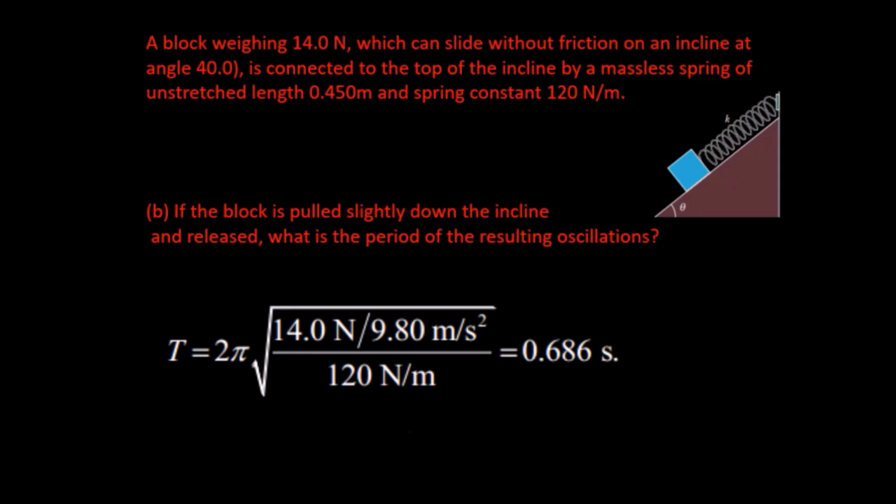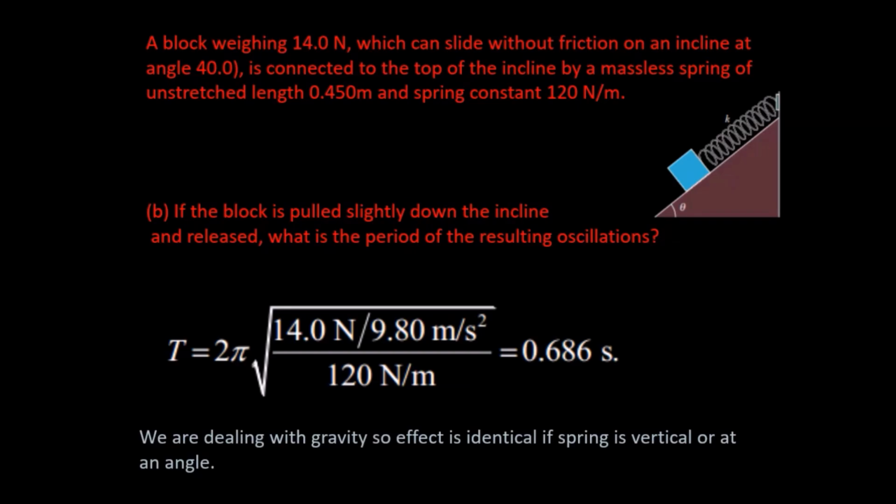That'll give us 0.686 seconds. So we're dealing with a gravitational case, so the effect is identical here whether the spring is vertical or at an angle, so it will still end up with a period of the same value, if it's hanging down the slope or hanging vertically.